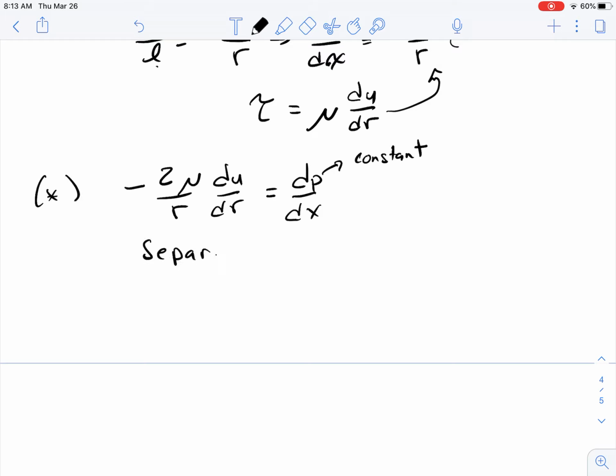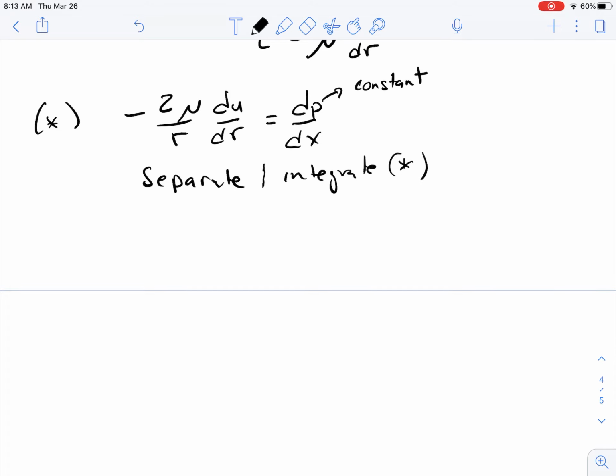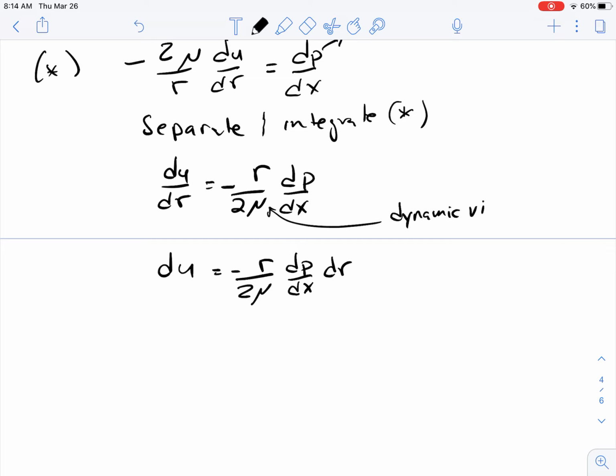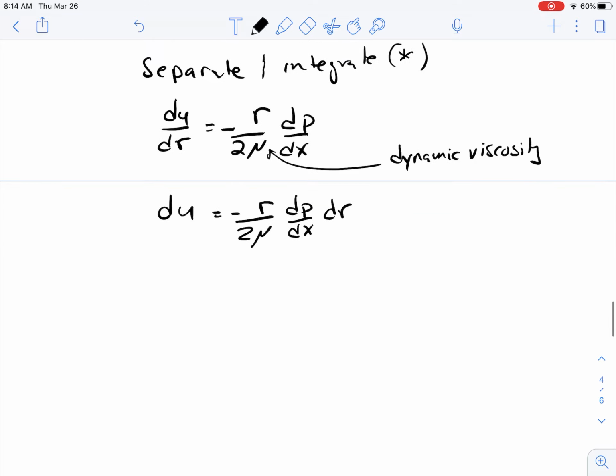We will separate and integrate equation star. And if we do that, we end up with, let's say, du/dr to start out with. That's going to be equal to minus r over 2 mu times dP/dx. And then du is going to be equal to minus r over 2 mu dP/dx times dr. Again, remembering that mu is our dynamic viscosity, which we should have remembered from before.